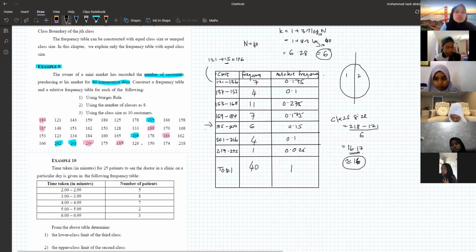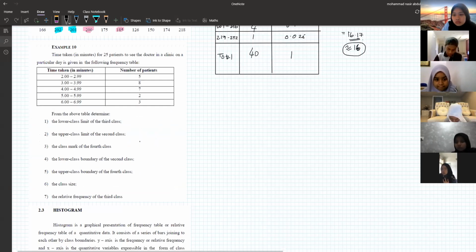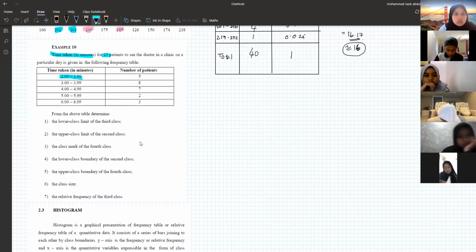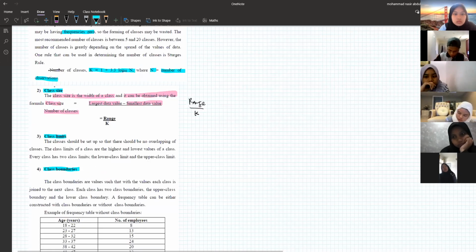Okay. So now let's look at example number 10. In example number 10, we have the time taken in minutes for 25 patients to see the doctor in the clinic on a particular day, given by the following frequency table. So this is a frequency table for quantitative data, right? We have 2 to 2.99, 3.0 to 3.99, until 6.00 to 6.99. Now, what we did earlier was only look at the class size, right? Number 2, the class limit, we have not looked at yet, and the class boundary, we have not looked at yet.